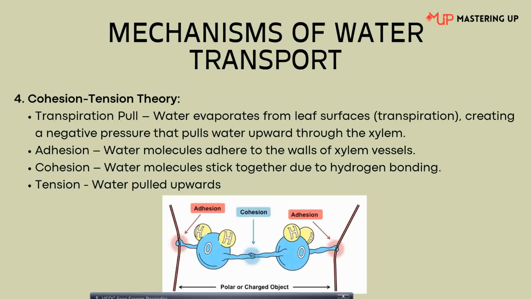Now the tension. Tension is water being pulled upwards. There is a tension happening there. Due to the transpiration pull, the water is being pulled upwards. So this is the cohesion adhesion theory. This is the main mechanism of water transport. In root absorption and root pressure, we know how this water is being transported from the root to the xylem. And now from the lower part of the xylem, the water has to be raised to the upper part. That is happening in the cohesion tension theory.